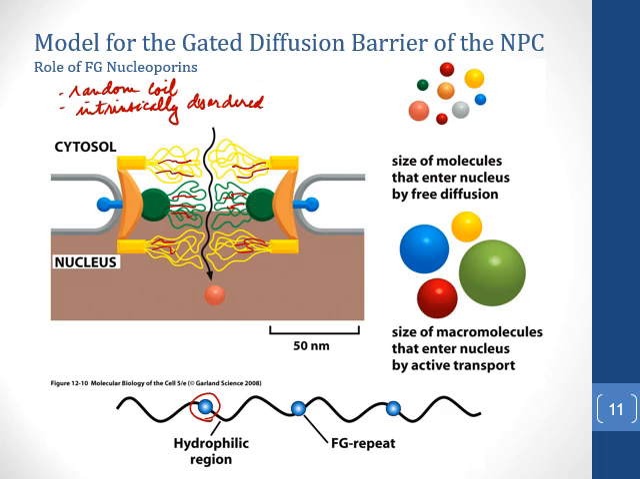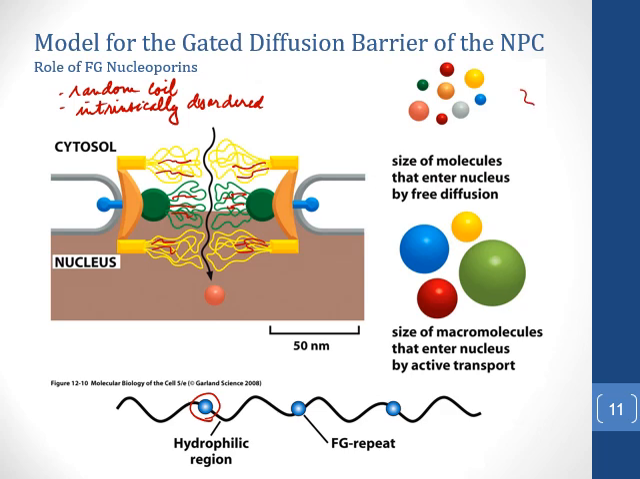So you'll have a hydrophilic portion of protein, and then you'll have phenylalanine glycine. Hydrophilic region, phenylalanine glycine. Now what happens is those phenylalanine glycine repeats are nonpolar. So we know what happens to nonpolar things. They end up associating with each other. So what's going to happen then is these intrinsically disordered regions of the protein that stick out into the nuclear pore opening are actually going to associate with each other.